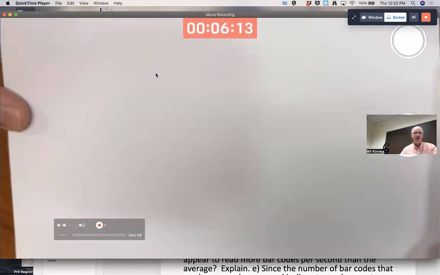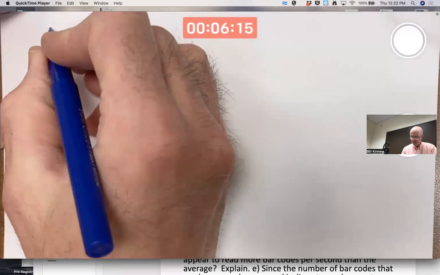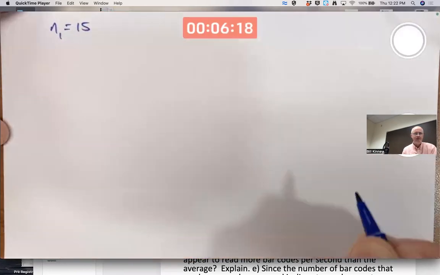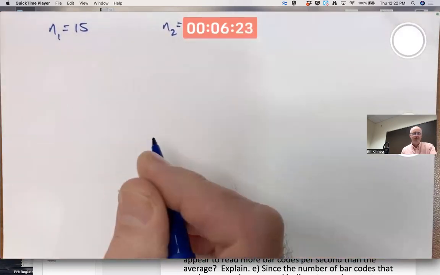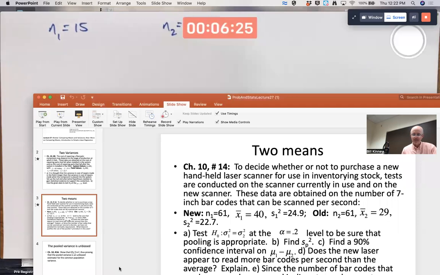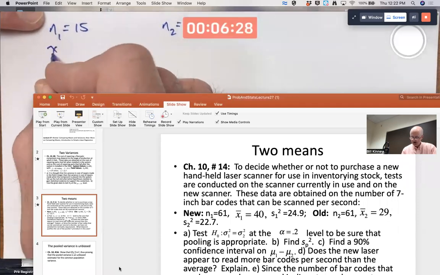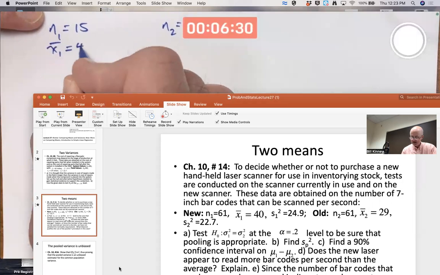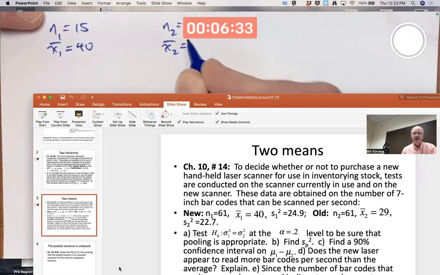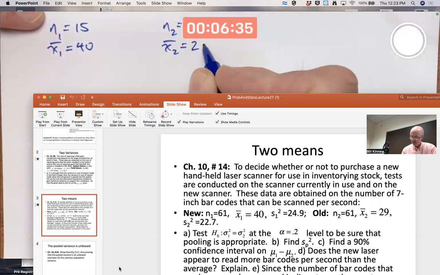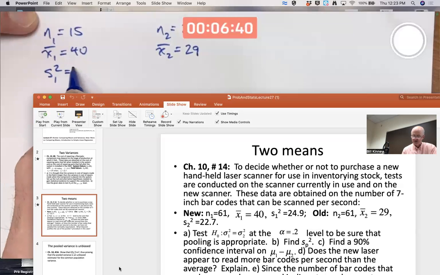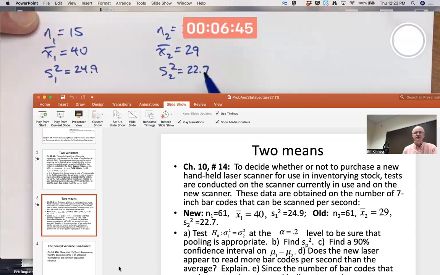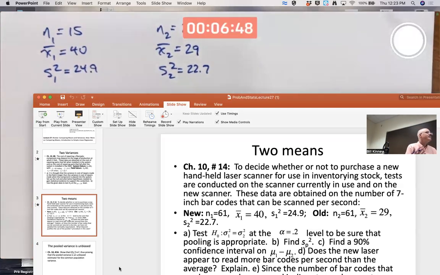So what do we have here? I said let N1 be 15 instead of 61. Let N2 be 20 instead of 61. But we will go ahead and use the means that are given. X1 bar, the observed sample mean, is 40. And X2 bar, the observed sample mean for the second scanner, is 29. For the variances, we've got S1 squared is 24.9. S2 squared is 22.7. Those variances are not too far apart.